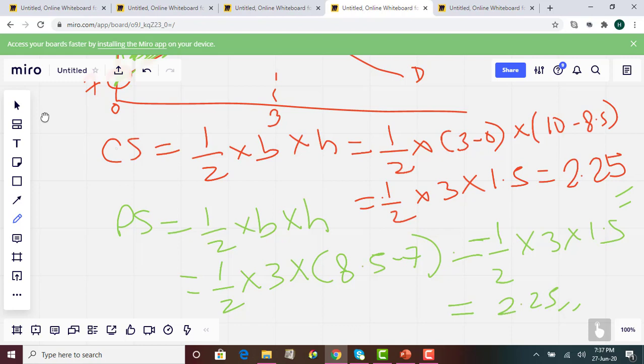Now in this case, the producer surplus and consumer surplus are equal, but not necessarily they will be equal. You need to know that in this scenario they are equal, but not every time will producer surplus and consumer surplus be equal. But that is how we are going to calculate consumer surplus and producer surplus from a graph.